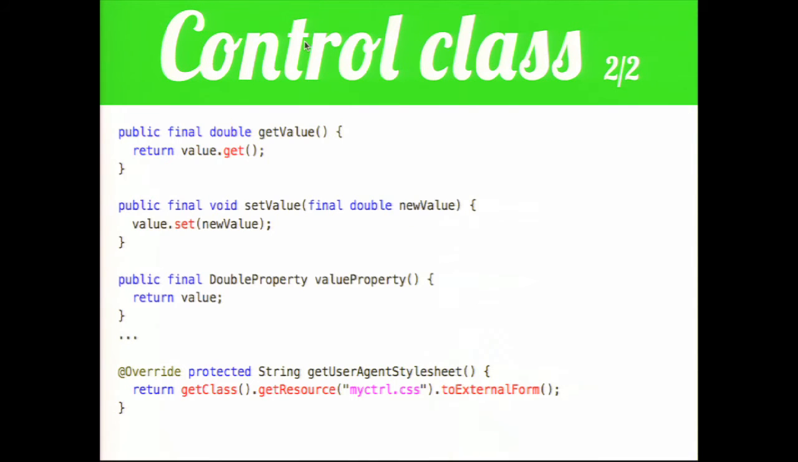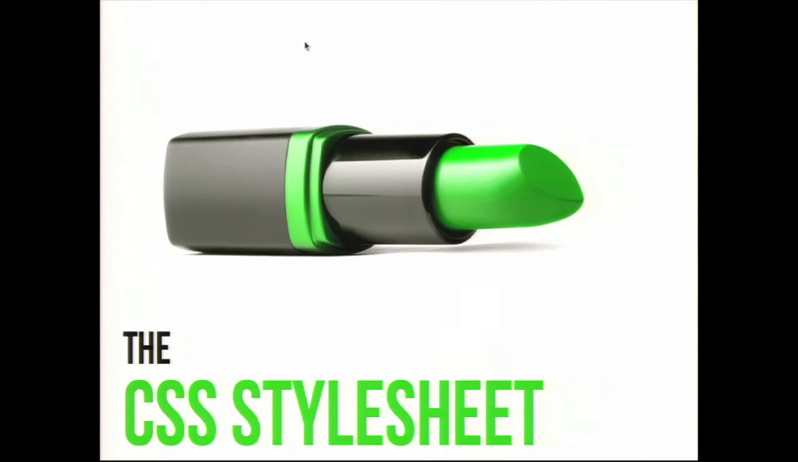Then we have all the getters and setters and properties, of course. This is all the stuff that you would find in the control class. And down at the bottom, here you see the hint, where should the control search for the CSS styles. In this file, it's here the my control CSS file. How this works, I will explain in a couple of minutes.